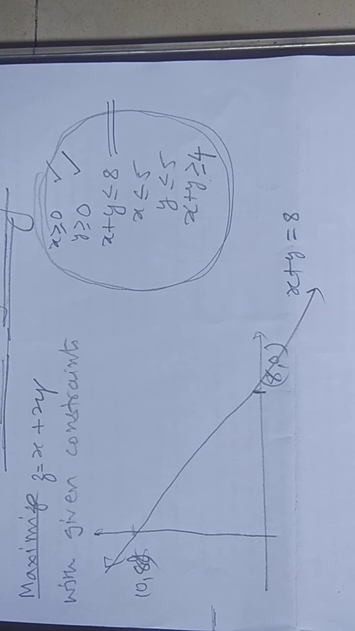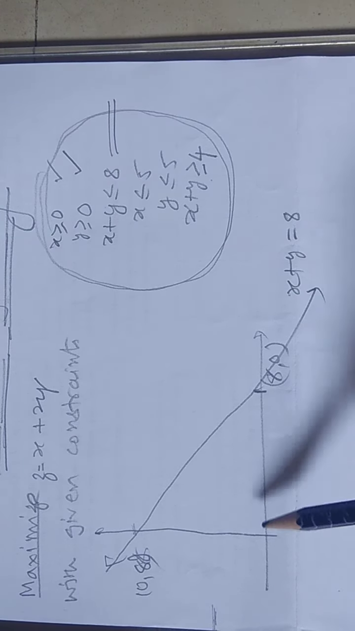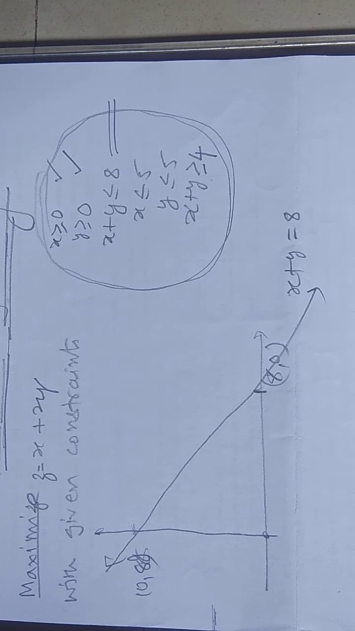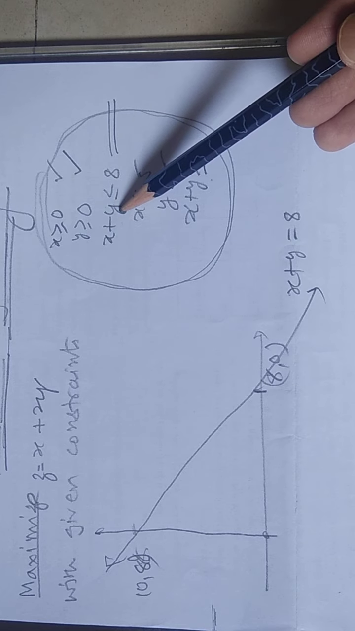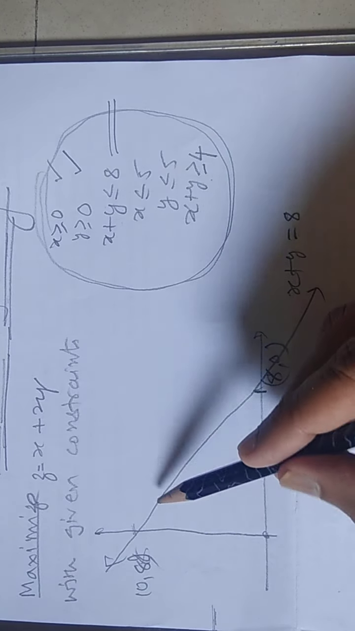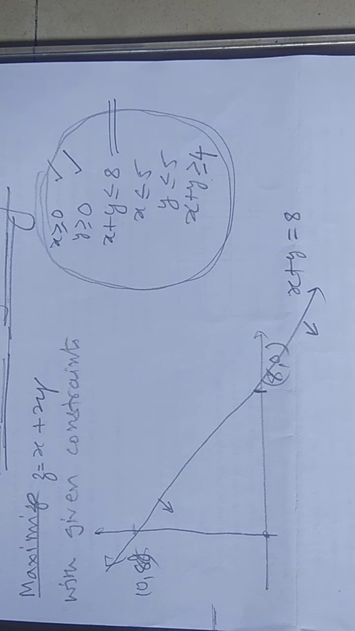Now two things are there. Do you know, whenever it is less than or equal to, we have to select the origin. Origin is 0, 0. If you put 0, 0 in this equation, 0 is less than 8. So your solution will be down the line. So just make an arrow. Don't start shading yet.